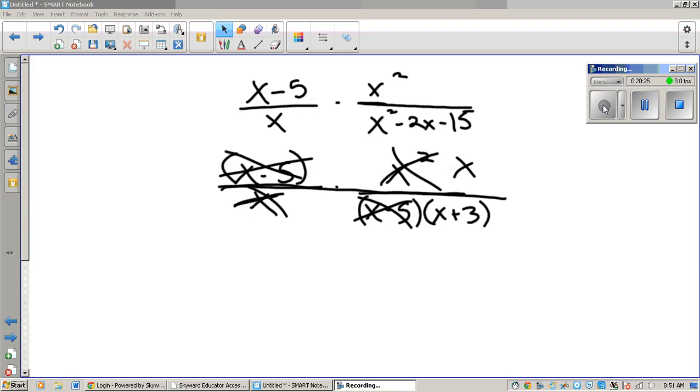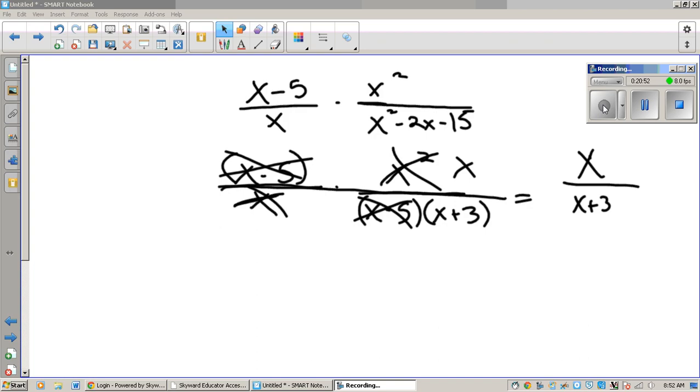That becomes just x over that. This is a binomial, so this x is related to the plus 3, so we can't cancel those x's out. So we're left with x over x plus 3.